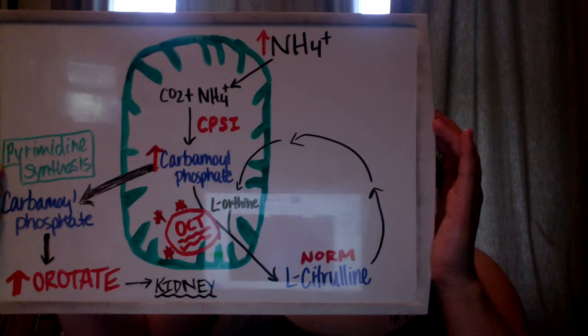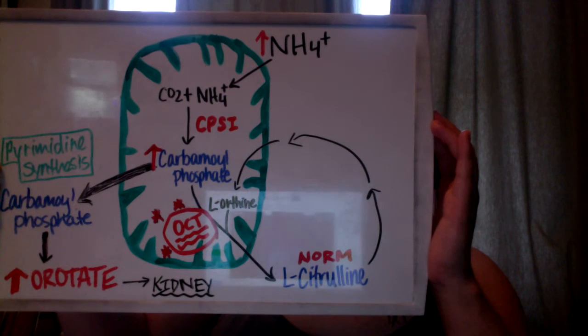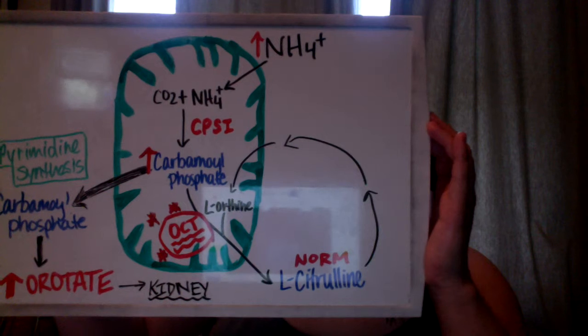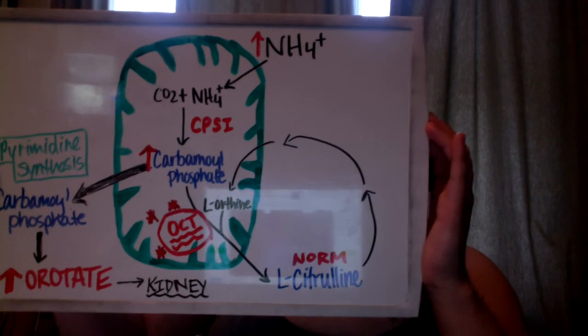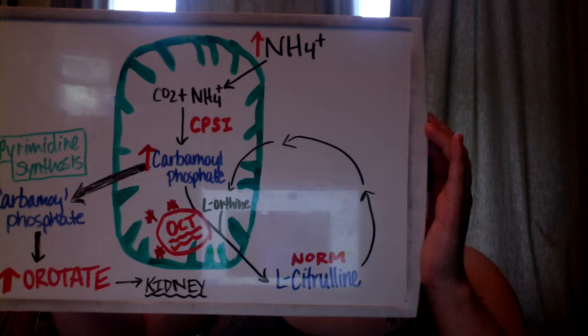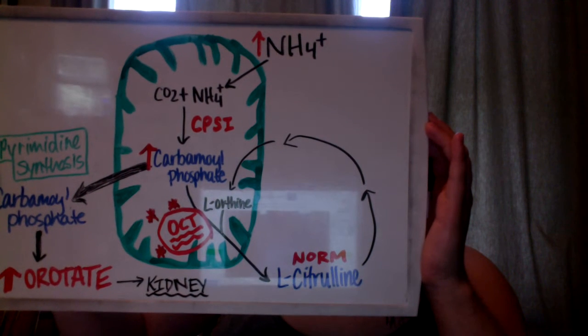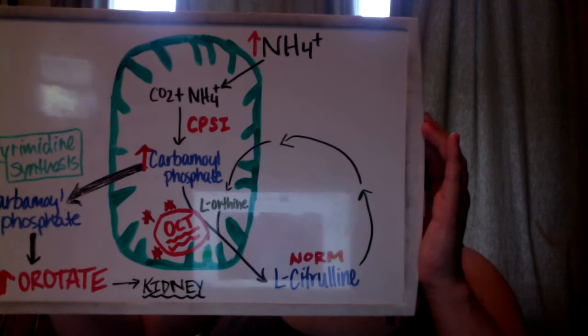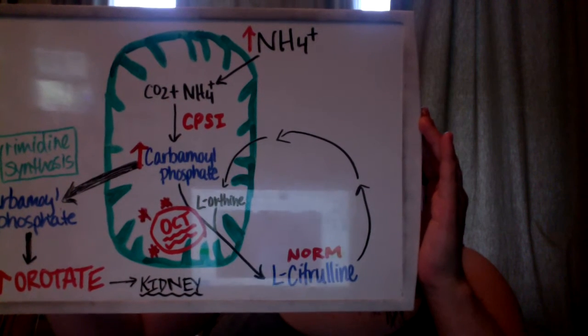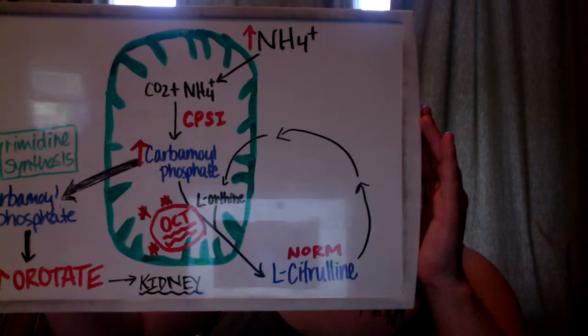Citrulline levels are normal, so it indicates that there is an excess of carbamyl phosphate being shuttled to the cytosol for pyrimidine synthesis. Carbamyl phosphate is accepted into the pyrimidine synthesis pathway for conversion to orotic acid. That is why there is also an increase in orotic acid production and excretion from the kidney into the urine.